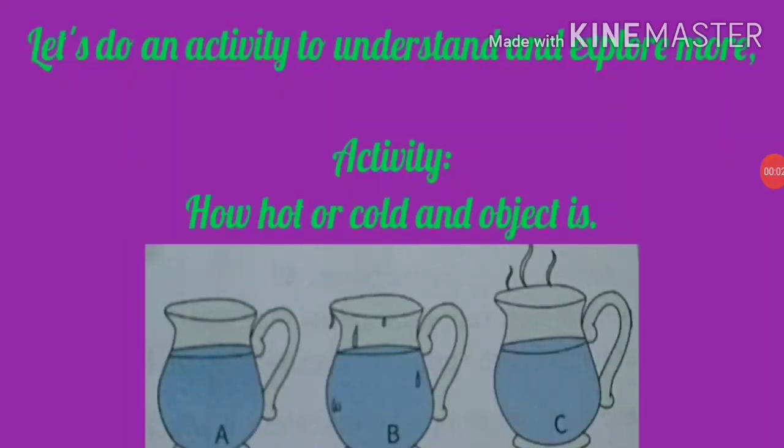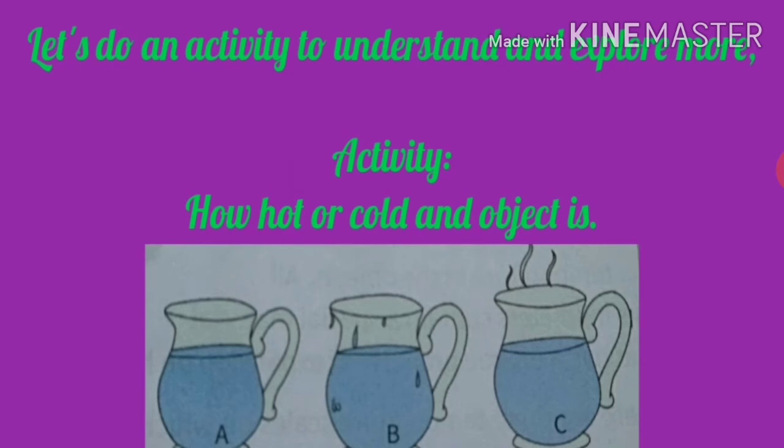So, students, let's do this activity to prove that our sense of touch is not reliable to tell the hotness or coldness of an object. So, my dear students, you have to also do this activity at home. And by doing this activity, I am sure that you will understand this chapter better. So, let's start the activity. The activity is about how hot or cold an object is.